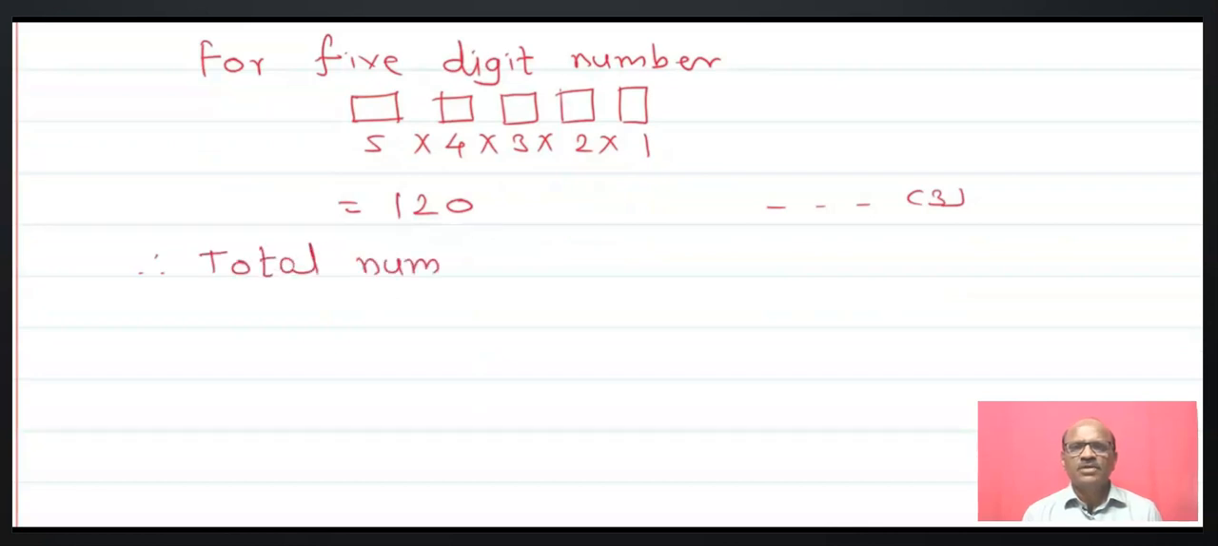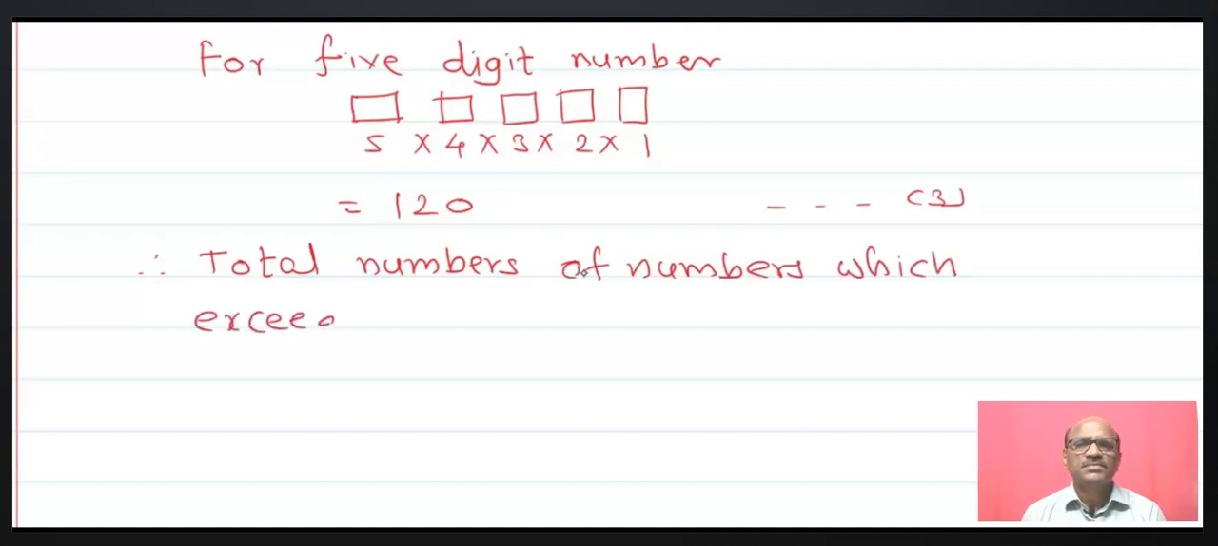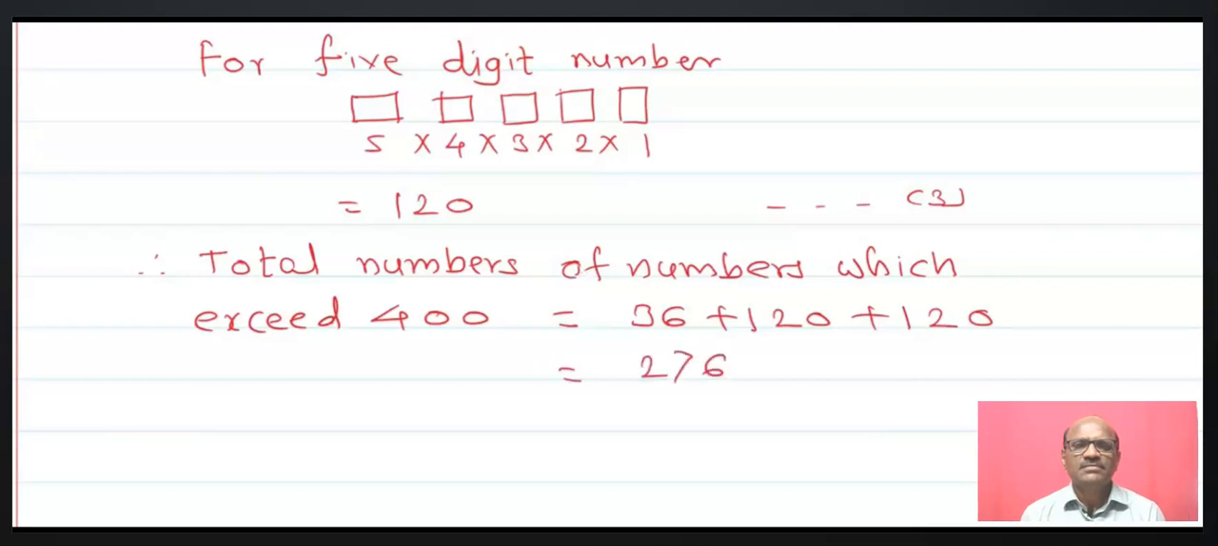Therefore, total of the numbers which exceed 400 is 36 plus 120 plus 120. That is equal to 276.